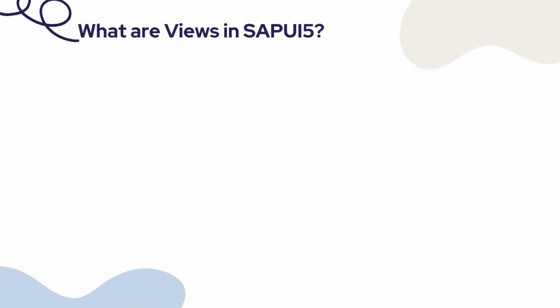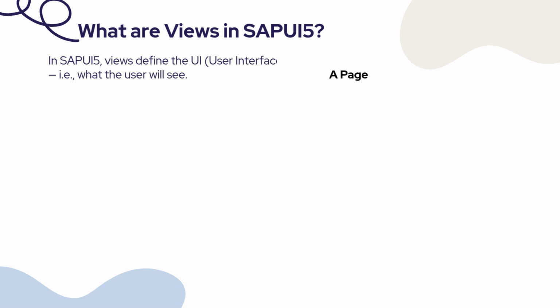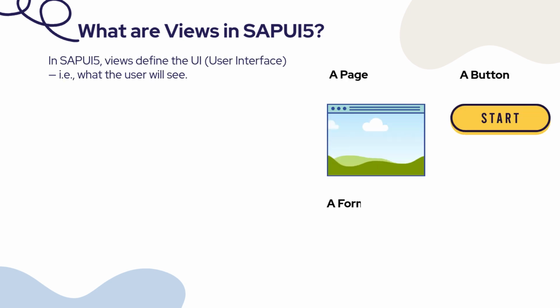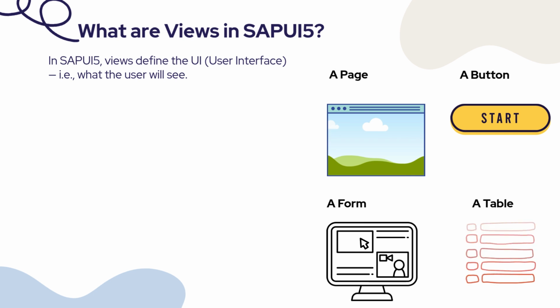Let's begin. In SAP UI5, a view defines the user interface, or simply what the user will see on the screen, whether it's a page, a button, a form, or a table. Everything that the user interacts with is a part of the view. The logic for how the app works is kept separately in the controller. This is why view is UI and controller is logic, simple and clean.